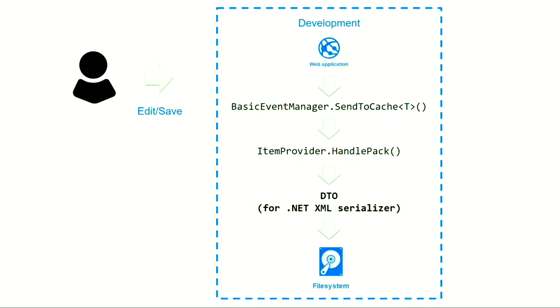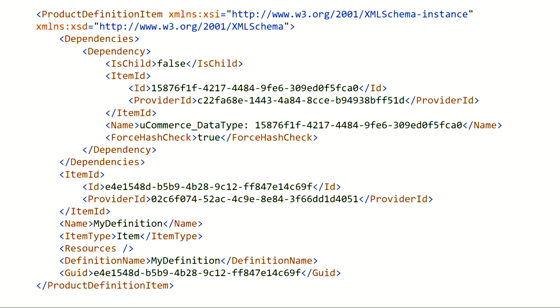From there, we have a DTO, and it's just standard .NET serialization. There's no magic or anything like that. Simple stuff. And we end up in the file system with something like this, XML, like we've seen a million times before.